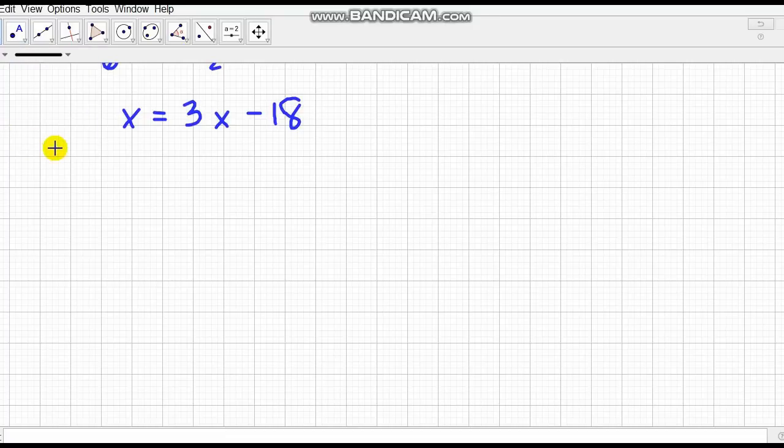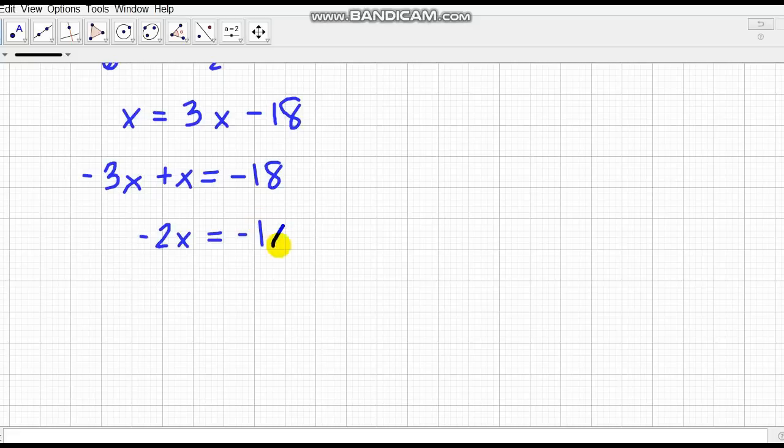So what's next here? Let's transpose. We put all the expressions with variables on the left side and keep the numbers on the right side. So let's transpose the 3x to the other side. This becomes negative 3x plus x equals negative 18. Negative 3x plus x would be negative 2x equals negative 18. Let's divide both sides by negative 2 so that we are left with just x. Therefore, x is equal to negative 18 divided by negative 2, that is 9. Therefore, the number that we're looking for is 9.